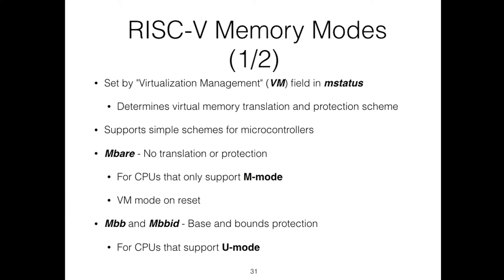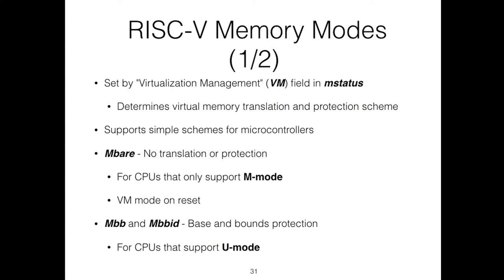So RISC-V supports a number of different memory modes, from very simple microcontrollers all the way up to desktops and servers. This is set using the VM field in mstatus, and this is how you determine the protection and translation scheme. For microcontrollers, you may not want any translation or protection at all, and that's what MBare mode gives you. This is for CPUs that only support M mode, and it is what the CPU will start up in. So when you start up, there's no translation or protection, and the firmware has to set that up for you.